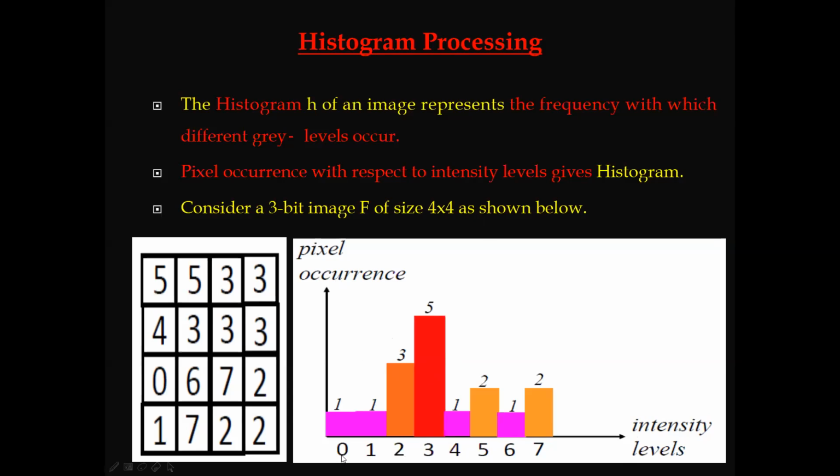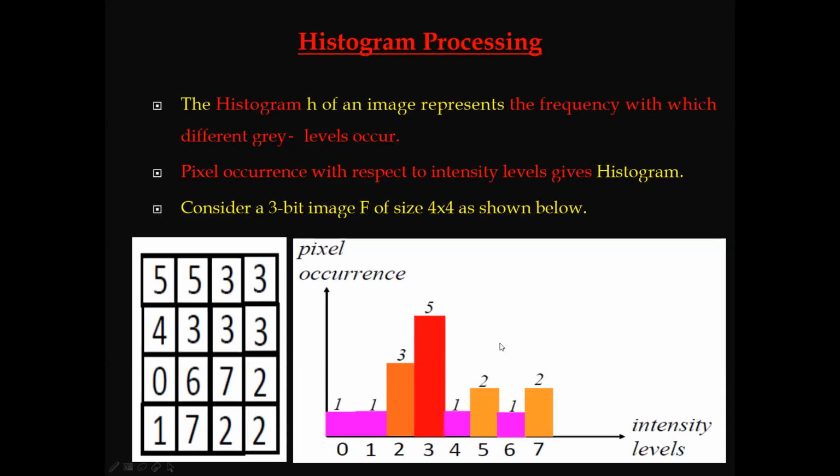0 is one of the intensity levels present in the image. How many times is it present in the image? One time. 1 is another intensity level in the image, and it is present one time. 2 is another intensity level present in the image. How many times does 2 occur? 3 times. So like that we can plot a histogram of any image.